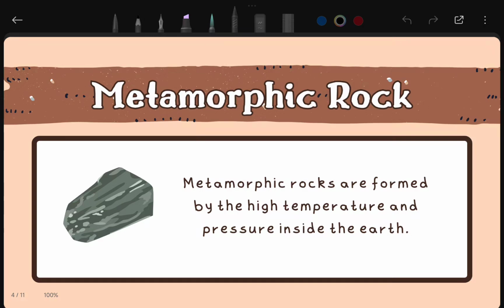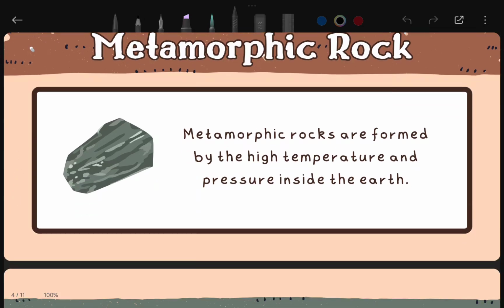Basically, metamorphic rocks are formed by the high temperature and pressure inside the earth. We already studied in the layers of the earth that in the mantle there is hot magma, due to which there is a very high temperature and high pressure. So all of these things make the metamorphic rocks, which are only formed by high temperature and high pressure under the earth.